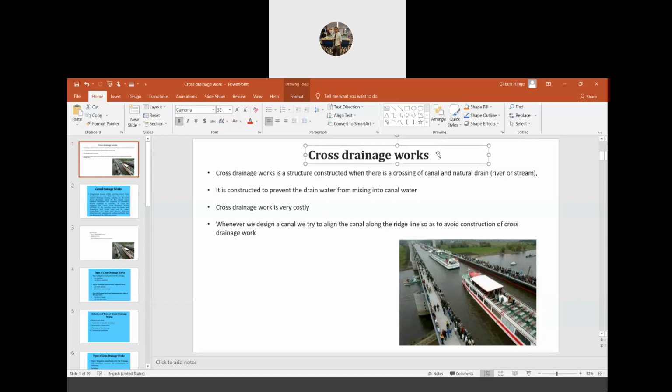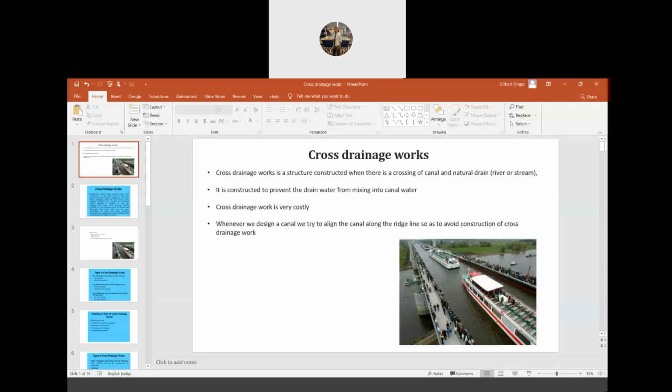So, in today's class, we will start off with a new topic called cross drainage work. Okay. So, what is this cross drainage work? It is nothing but a structure that is constructed whenever there is a crossing between the canal and the natural drain. When I say natural drain, I mean either a river or a stream.